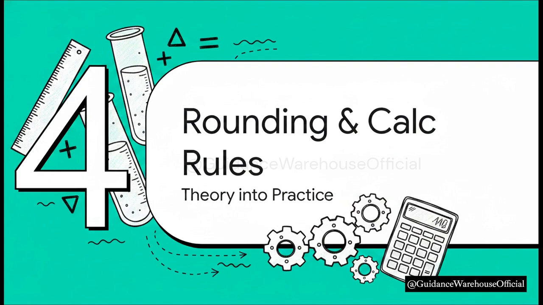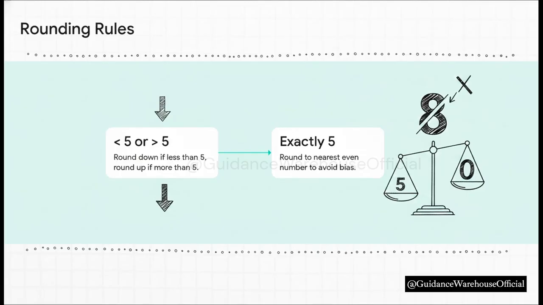This is where we get to bring all our theory into practice by applying these rules to actual math. Because remember this one golden rule: a calculated result can never, ever be more precise than the least precise measurement used to get it. First up, let's talk about rounding.